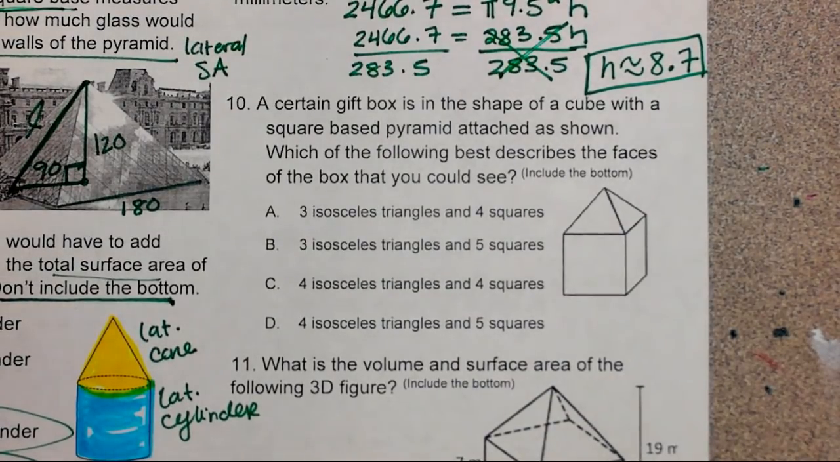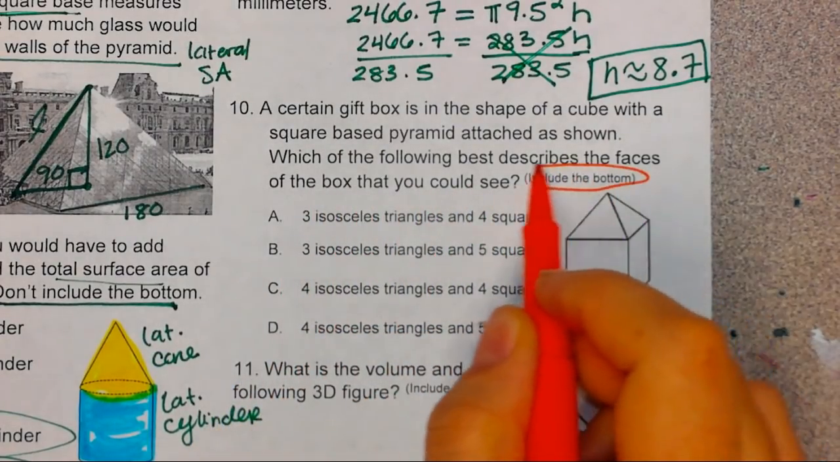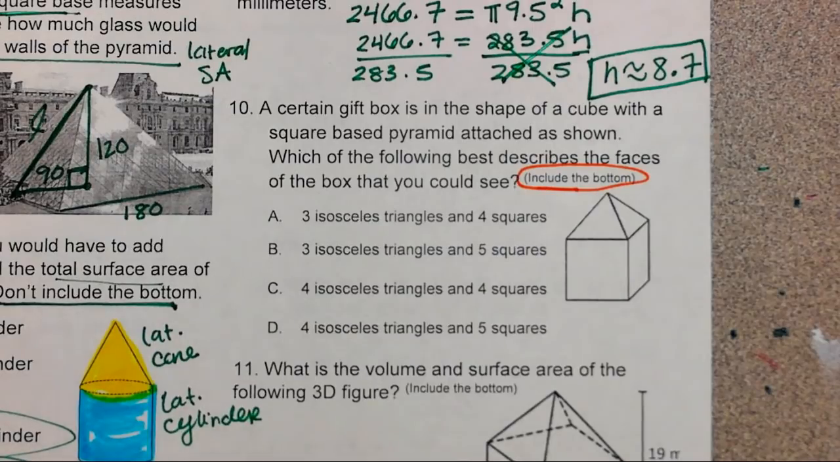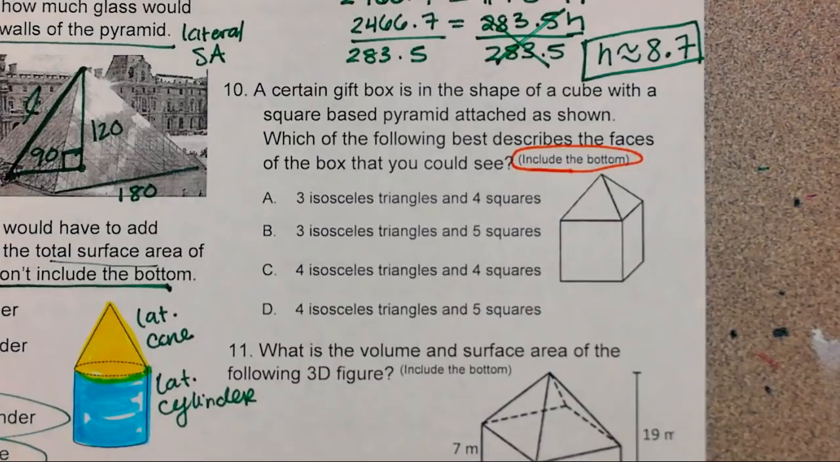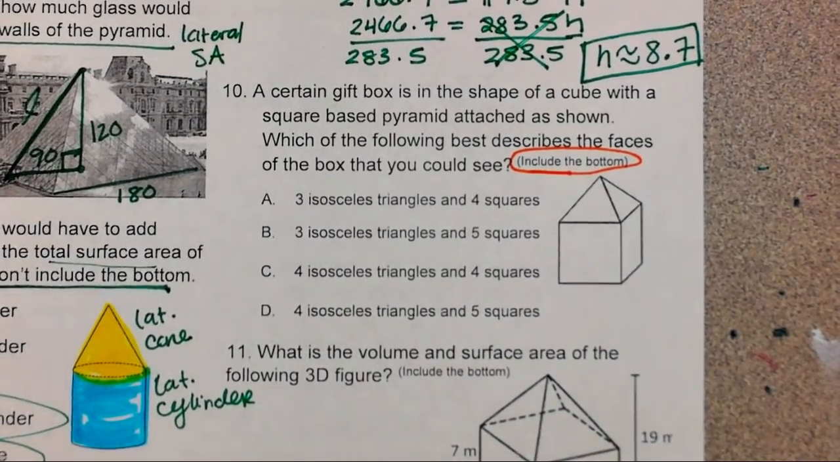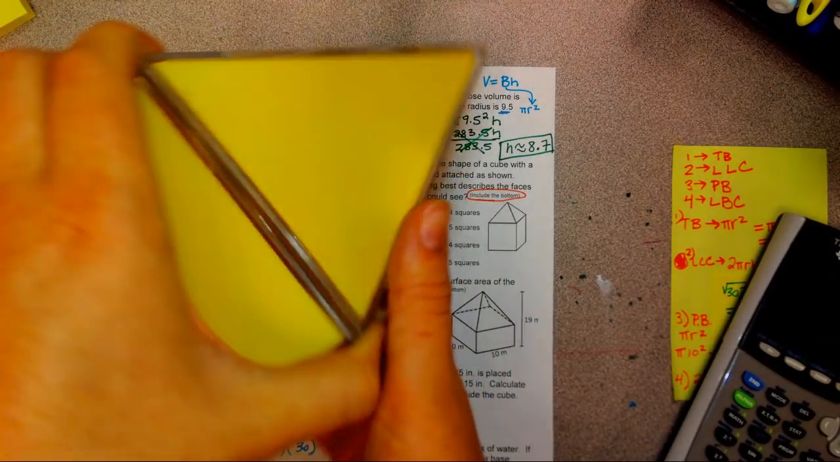All right, it says a certain gift box is in the shape of a cube with a square-based pyramid attached as shown. Which of the following best describes the faces of the box that you could see? Include the bottom. So it's asking you to visualize what shapes the composite figure is made of that are exposed. So I have a real one. This may be kind of hard to show on the camera. But so like this is what the real life version would look like.